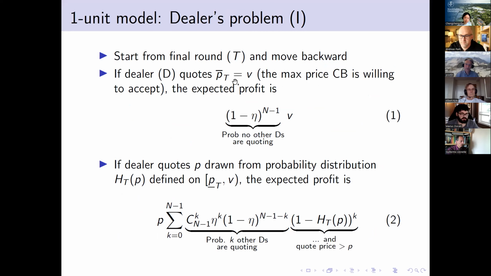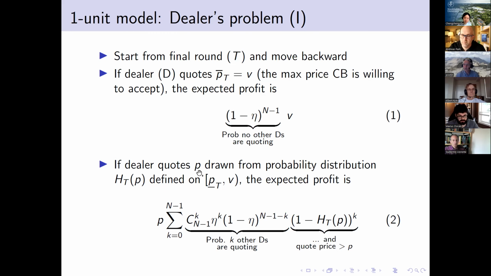In the last round, consider a dealer who quotes the highest reservation value that the central bank is willing to pay. We know that's V. Of course, that dealer will get an expected profit if he quotes V of V minus his cost, 0. So you get the profit of V if he's the only guy quoting, right? And the probability of being the only guy quoting is 1 minus eta to the other. So that's the expected profit if a dealer quotes V.